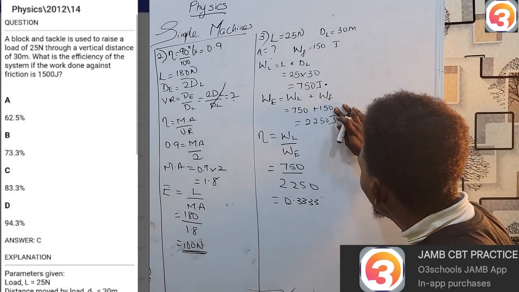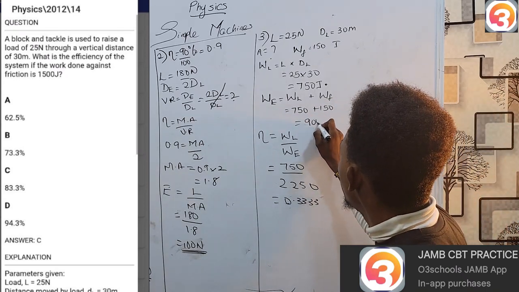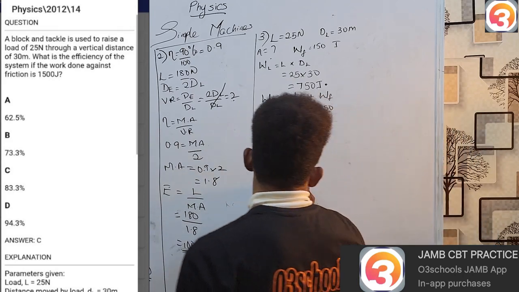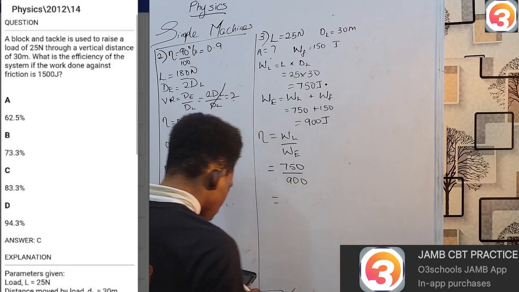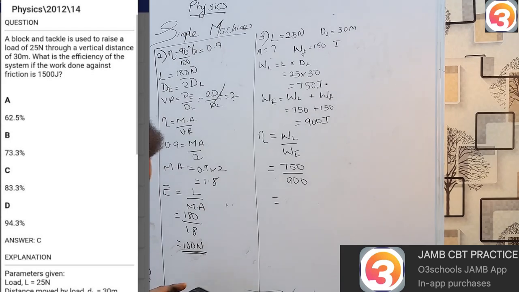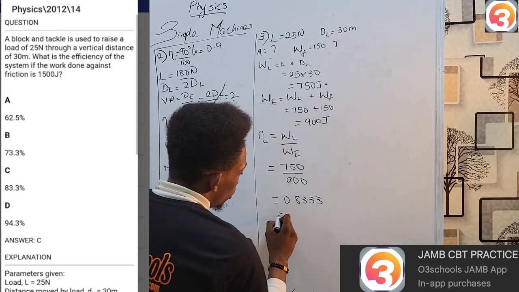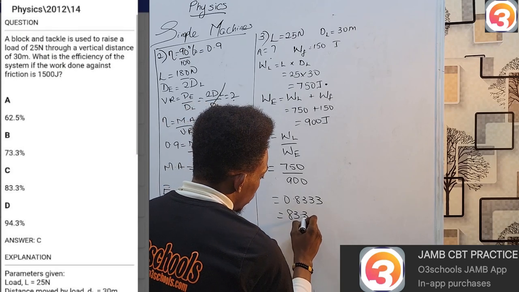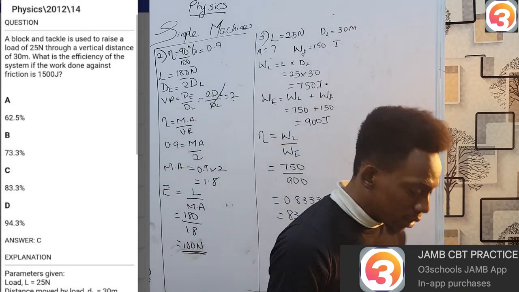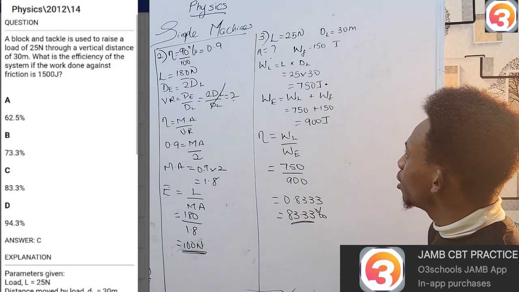If I remove this extra zero from here, 750 plus 150 becomes 900 joules. So instead of 2,250 here, I should be having 900. And if I try 750 divided by 900, I suddenly get 0.8333, which in percentage is 83.33%. And if I recall, that is my option C. Yes, option C. So you see, this is my correct answer.